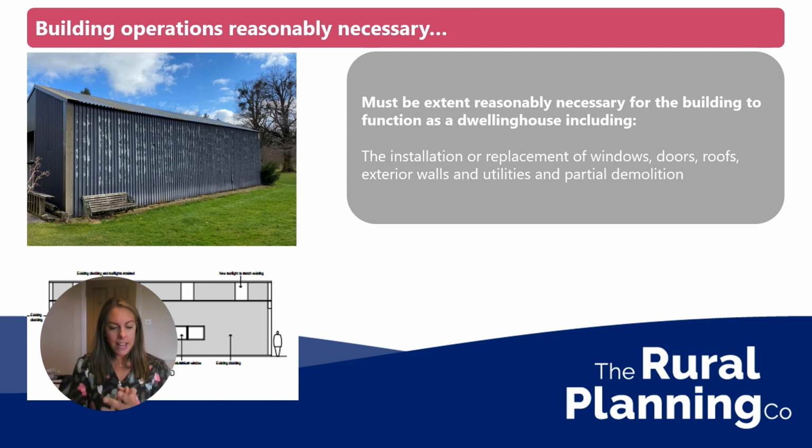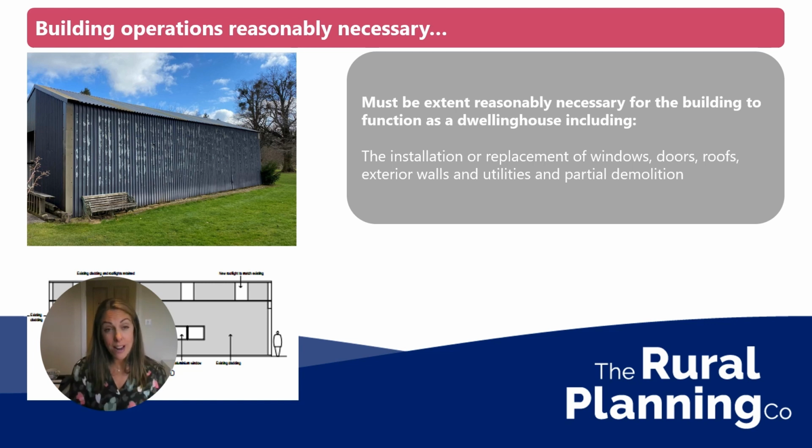So this is the biggie, and this is the one that I want to spend some time on. This is the most subjective part of the whole Class Q really. The legislation allows you to change the use, and changing the use is relatively okay, but it also allows for the building operations reasonably necessary for this building to function as a dwelling house. Of course, reasonably necessary is two very woolly words that everybody will interpret differently.